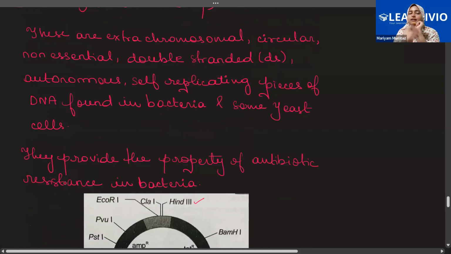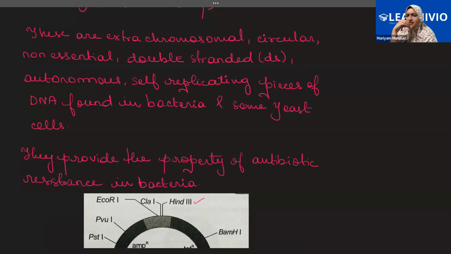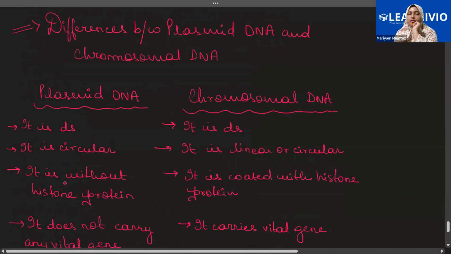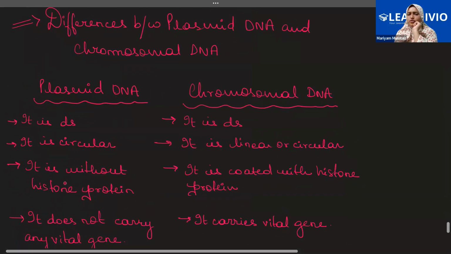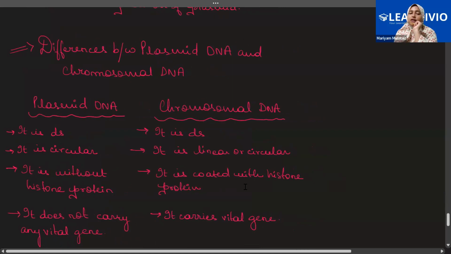I told you that plasmids are extra-chromosomal pieces of DNA that are found in bacteria, isn't it? Now, normal chromosomal DNA is also found in bacteria. So we are going to see the difference between plasmid DNA and chromosomal DNA. This is just like a knowledge part. Both of them are double stranded. That's not a difference. But plasmid DNA is always circular, double stranded and circular. But chromosomal DNA can be circular or it can be linear. Okay.